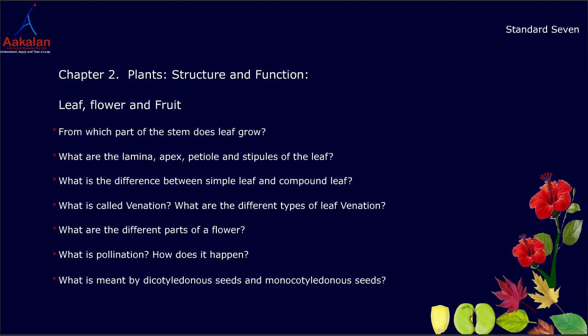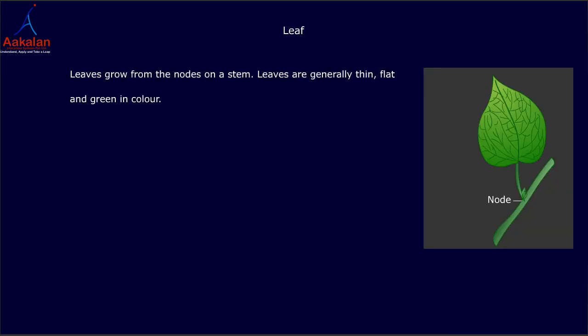Plants, structure and function. Leaves grow from the nodes on a stem. Leaves are generally thin, flat and green in color.